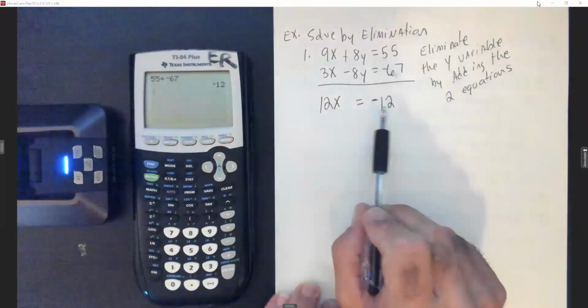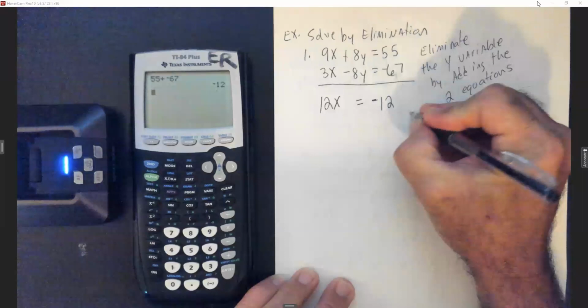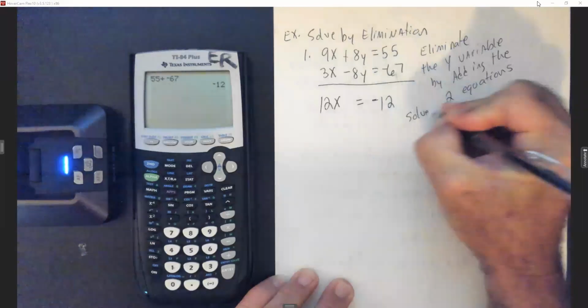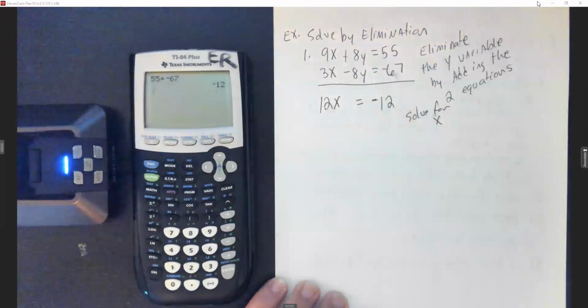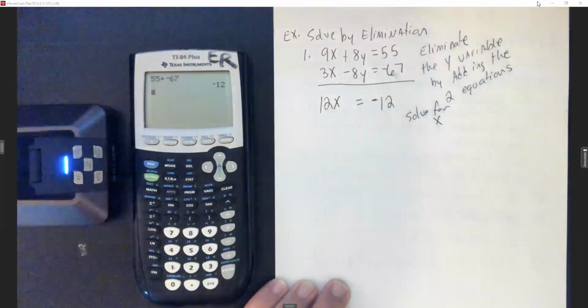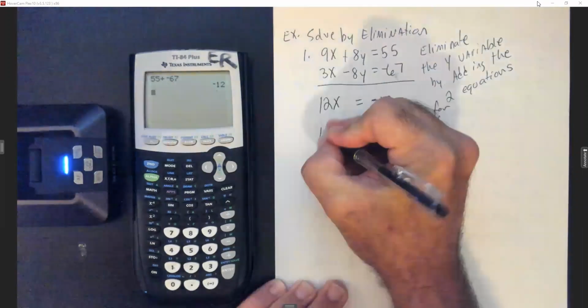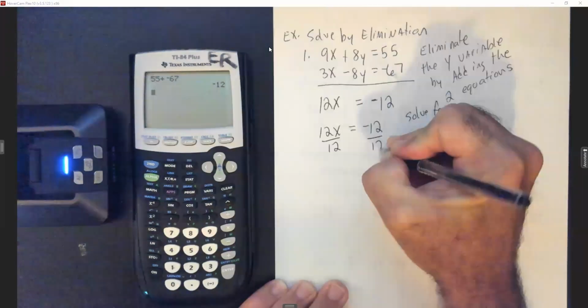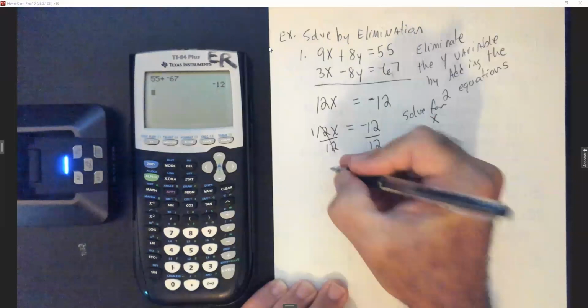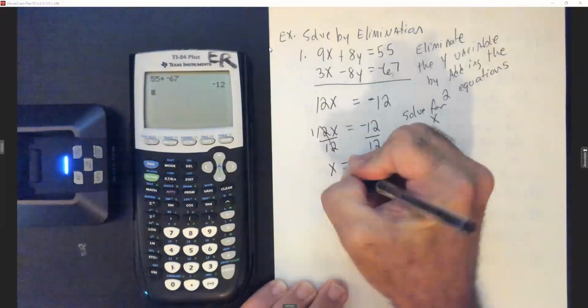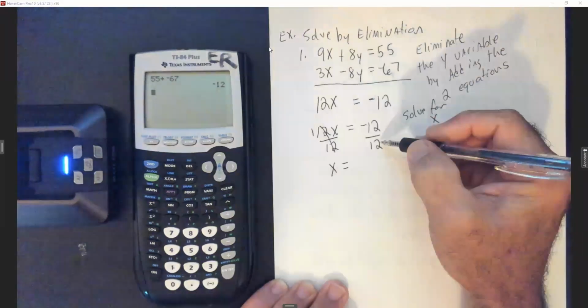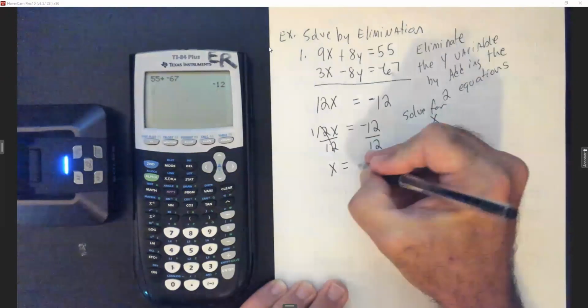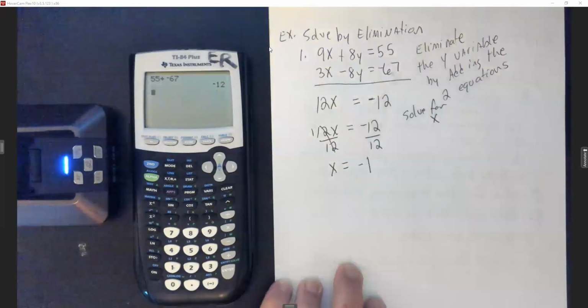So now we want to solve for the x on this. So I got 12x equals negative 12. What I want to do to solve this is divide both sides by 12. So the 12's cancel, giving me a 1x. And then over here, a negative 12 divided by positive 12 will give me a negative 1. So we now know what x equals.